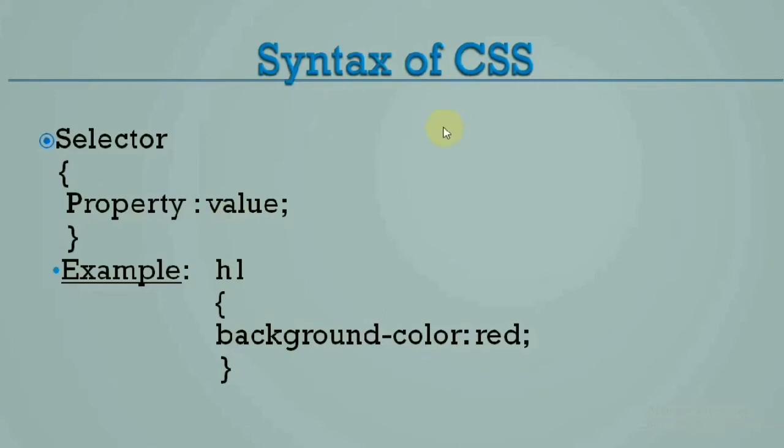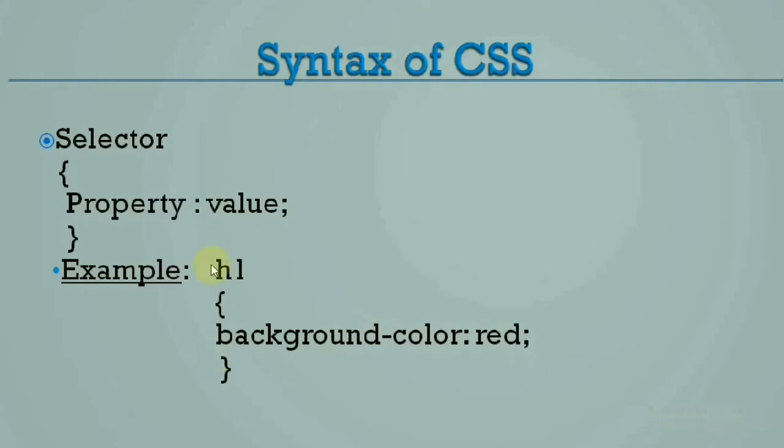We can see the example here. Here h1 is the heading tag and within the curly braces is written the background color, means you are setting the background color, for what thing, first for the h1 heading. This is how you are writing the CSS code in your HTML code.